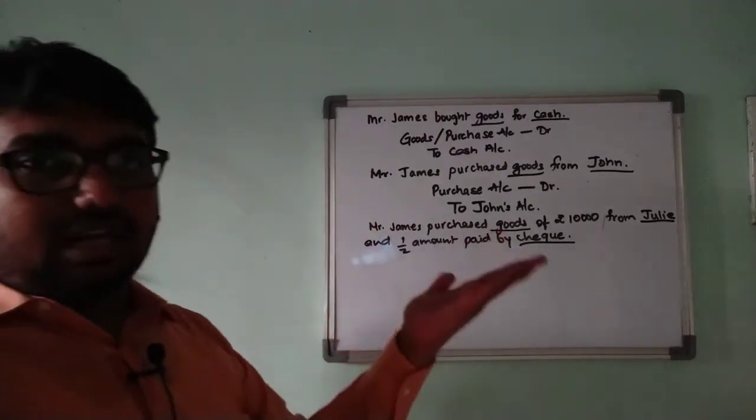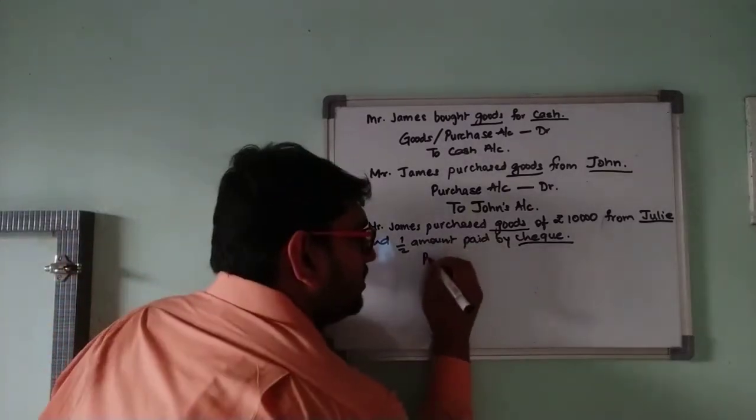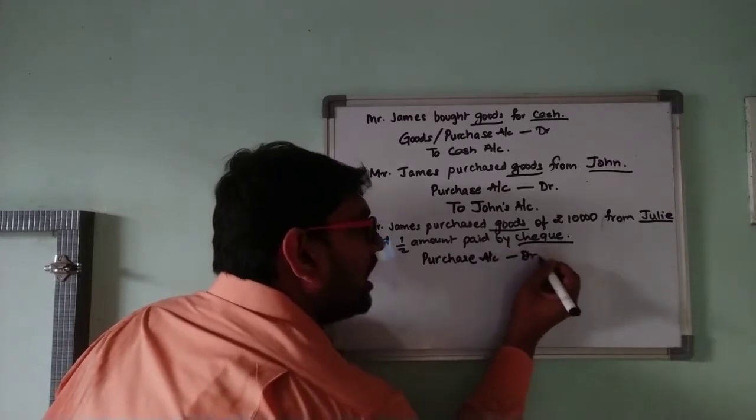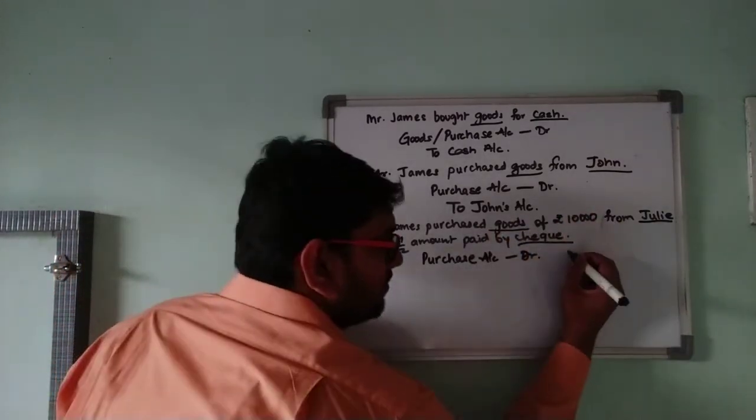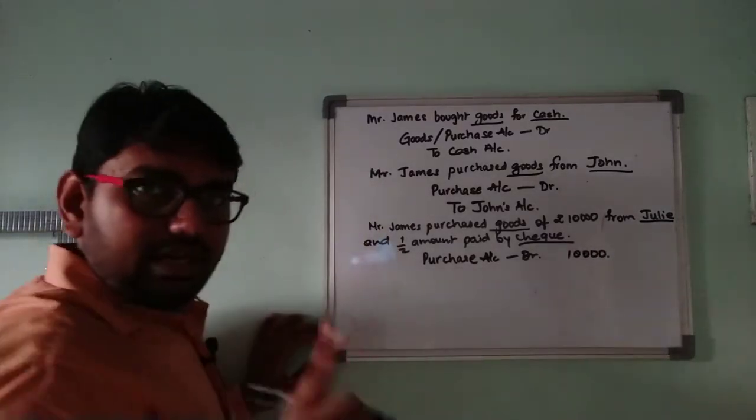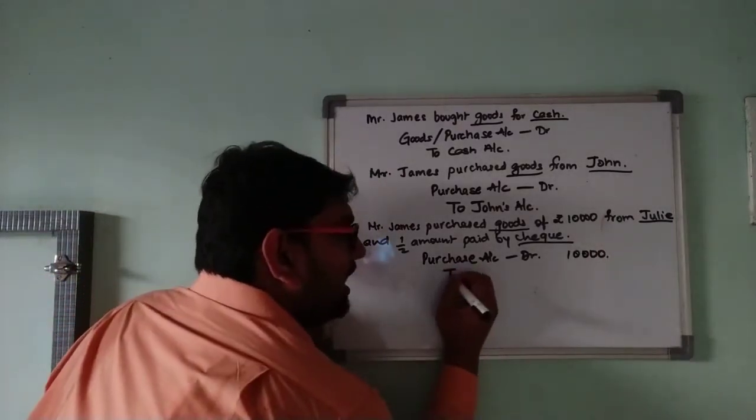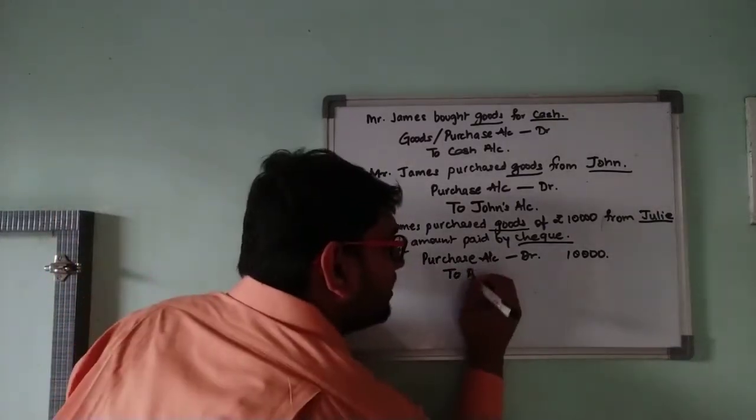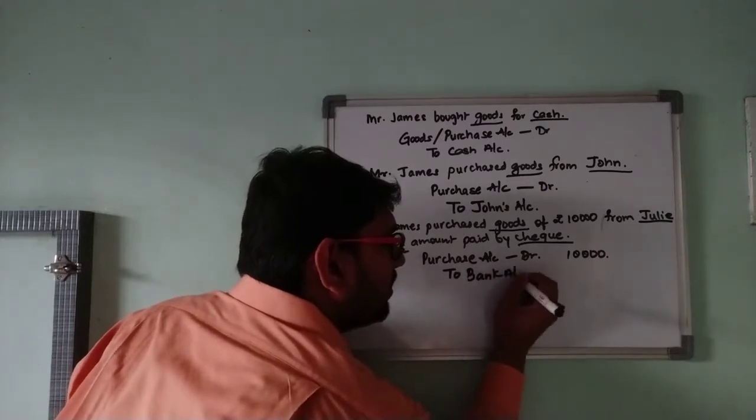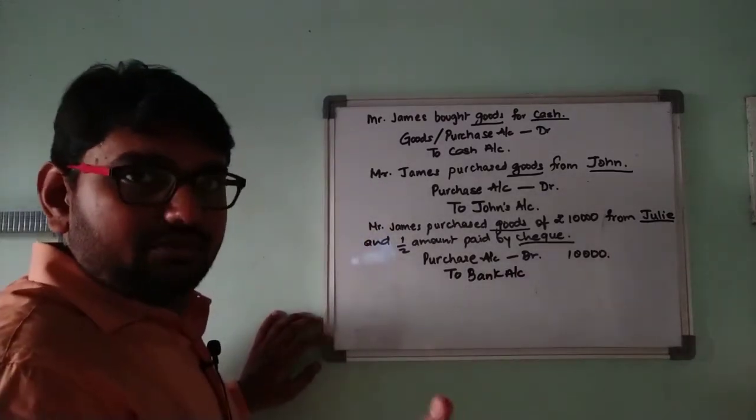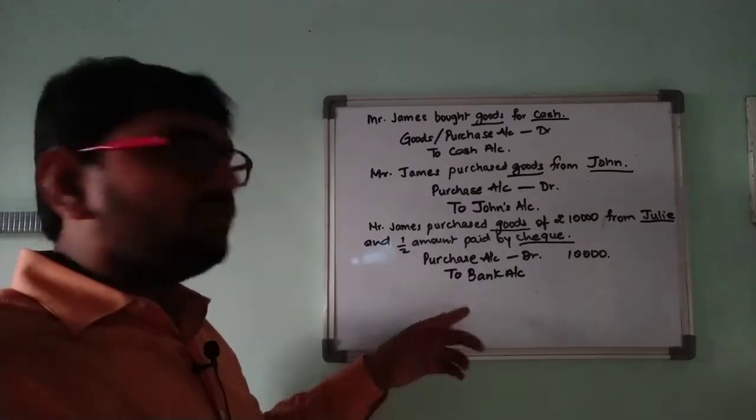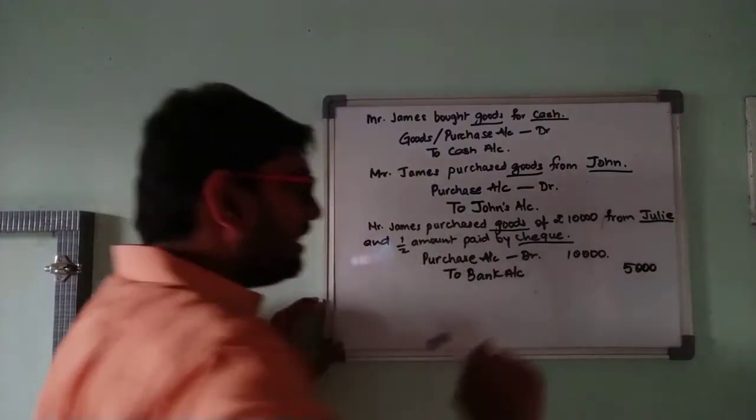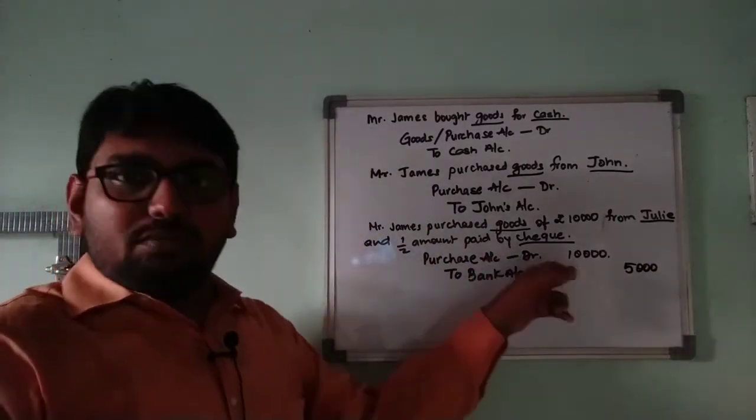So first of all, the goods are coming in, so I will debit purchase account. What is the amount of the goods? 10,000. Correct? Then I am going to pay check. So check goes in the bank, hence I will credit bank account. There is nothing called as check account. So you cannot write to check account. It has to be to bank account. 5,000. Why 5,000? Because I am paying only half the amount by check.